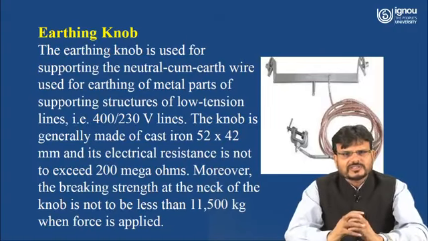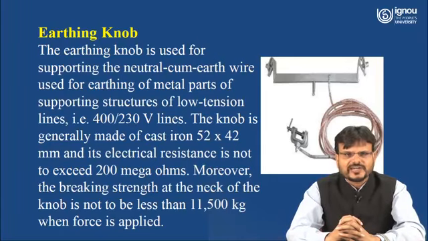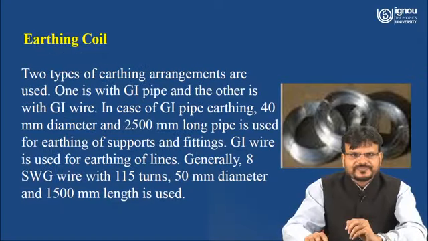Now you have to understand the function of the earthing knob. The earthing knob is used for supporting the neutral cum earth wire, used for the earthing of metal parts of the supporting structure of lines, that is 400/230 volt lines. The knob is generally made of cast iron having a size of 52 by 42 mm and its electrical resistance is not to exceed 200 mega ohms. Moreover, the breaking strength at the neck of the knob is not to be less than 11,500 kg when force is applied.